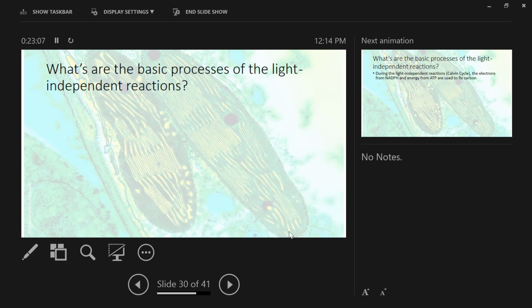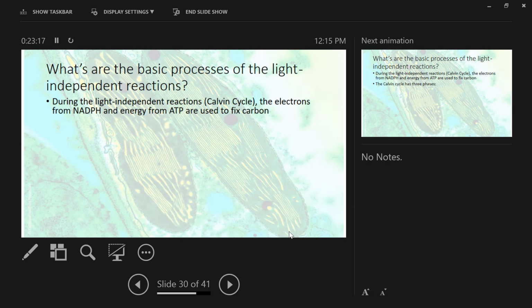All right. So what are the basic processes of the light-independent reactions? During the light-independent reactions, we call this the Calvin cycle. Electrons pass from NADPH using energy from ATP, and we fix carbon. We reduce carbon. Okay, so that's big picture what's going on during the light-independent reactions.